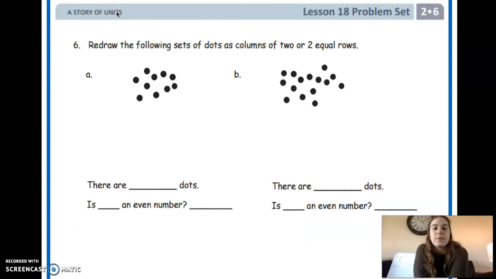For number 6, they want you to redraw the following sets of dots as columns of 2 or 2 equal rows. So you're going to do it for part A and for part B. A good way to make sure you get each of the dots is as you draw it, go back and cross it off on the top. Then you're going to answer the prompt below. So it says there are blank dots. And then it says, is blank an even number? And then you're going to write yes or no.